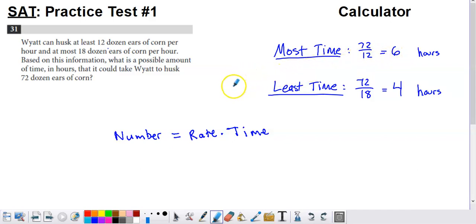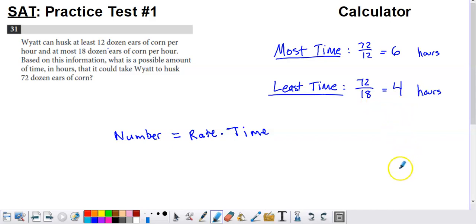The least amount of time, if they're working at their fastest possible pace throughout the whole entire time frame, then we have another situation that we can solve, right? Put 72 in place of the number, put 18 in place of the rate. 72 divided by 18 is going to solve for the time. So if they're working at the fastest possible pace the entire time, it would take 4 hours.